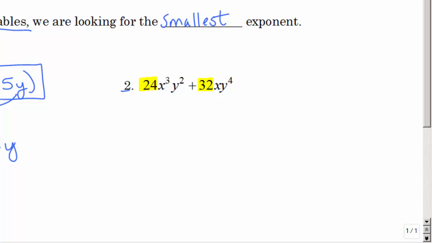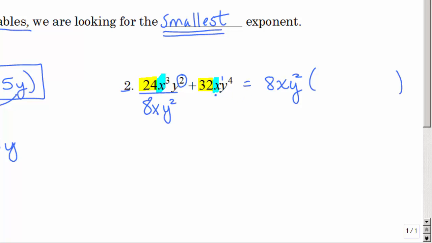Something bigger than 4. 8. So I know 8 goes into 24 and 32. Then I want to look at the letters. Well, they have an x in common, so x is a common factor, and I want to take it to the smallest exponent. And then I see they both have a y, and I want to use that to the smallest exponent. So that is what I'm dividing by. So I want to divide each of these by 8xy squared.